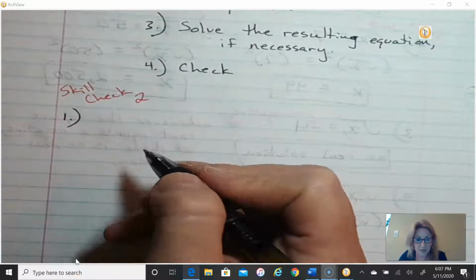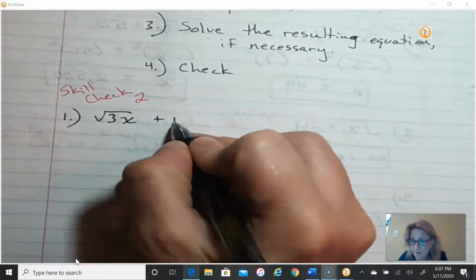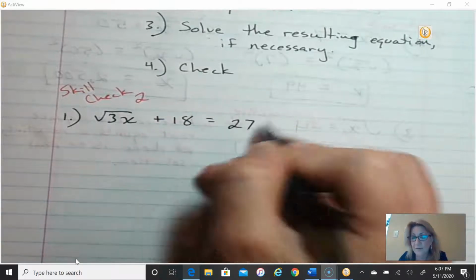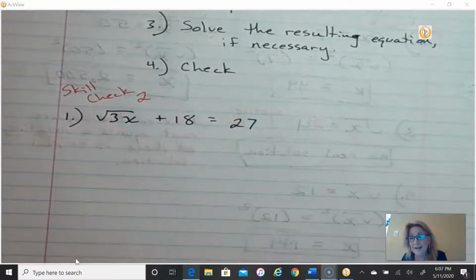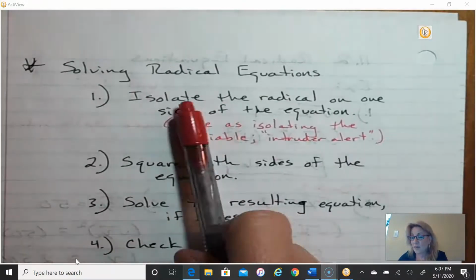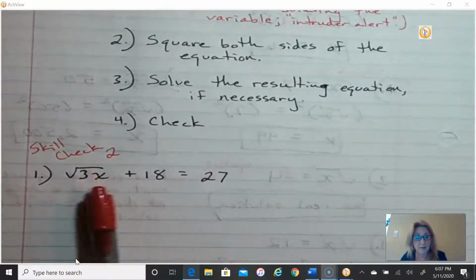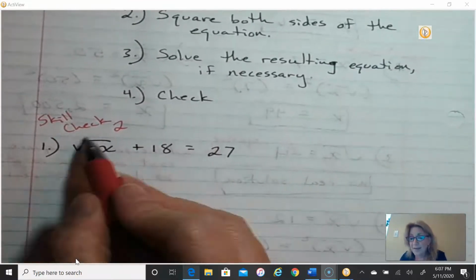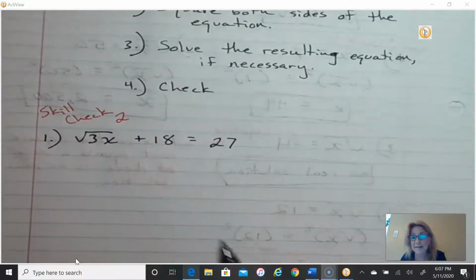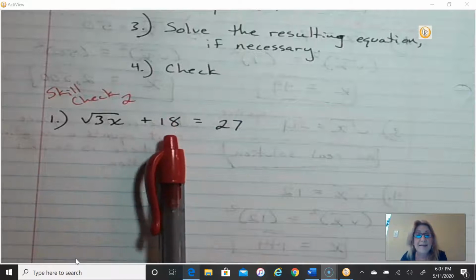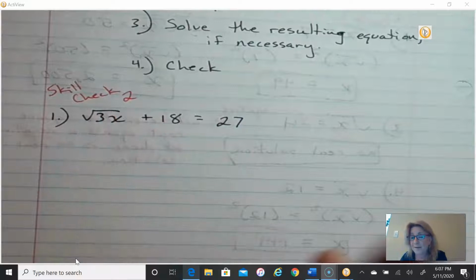All right, so skill check number 1. It says the square root of 3x plus 18 equals 27. So we need to isolate the radical, just like we would the variable. Let's pretend that this whole thing is a variable, but this is the radical they're talking about. We need to make it all by itself, so we need to move the 18 first.